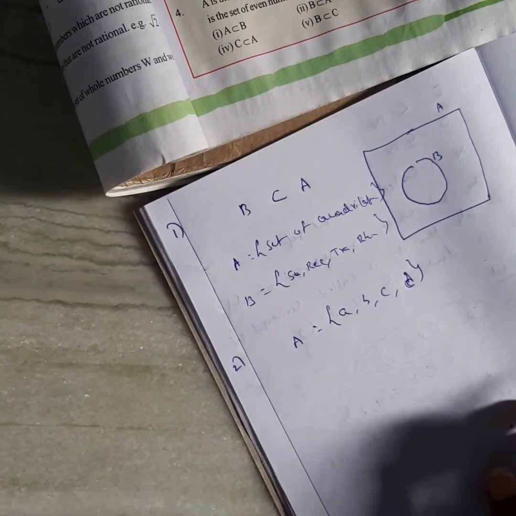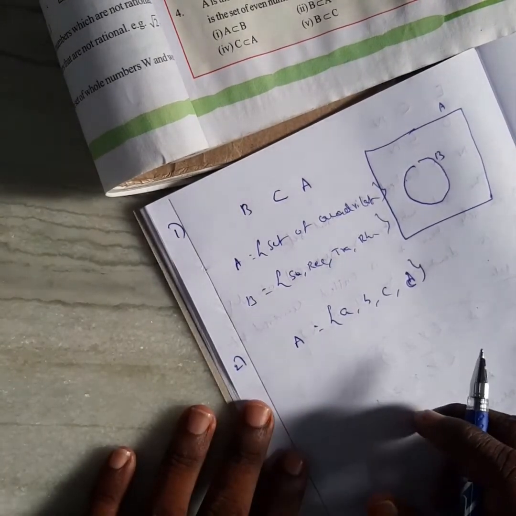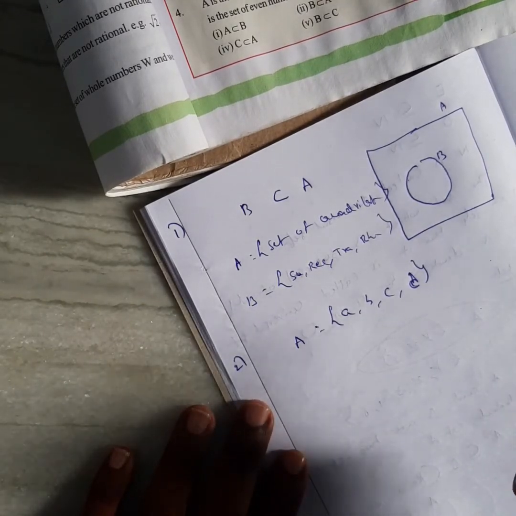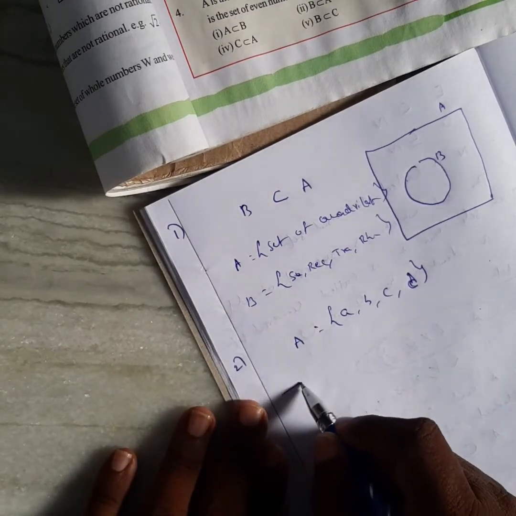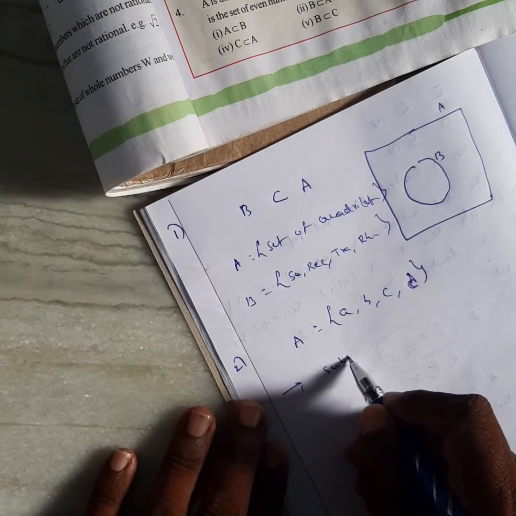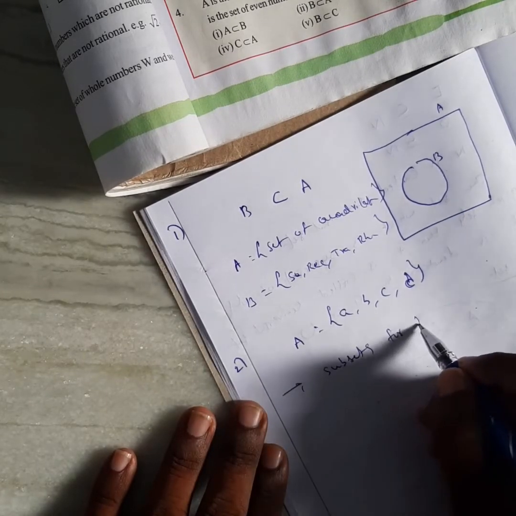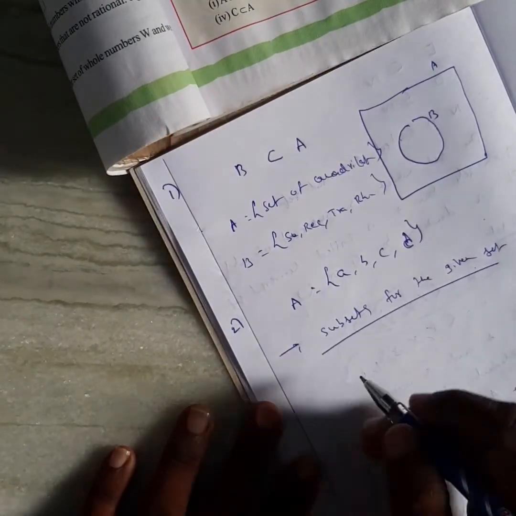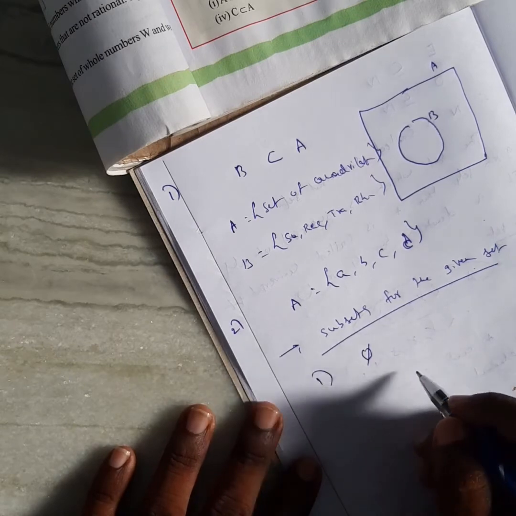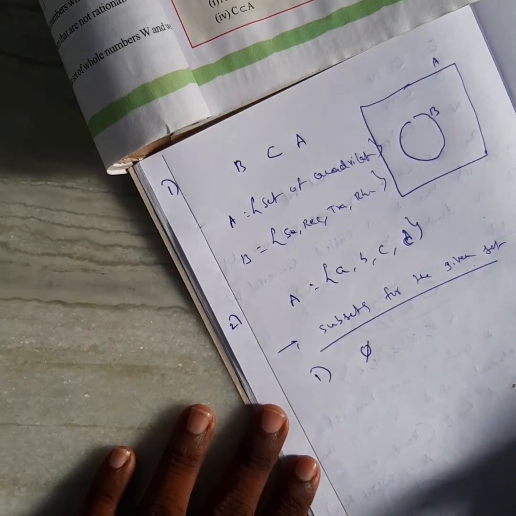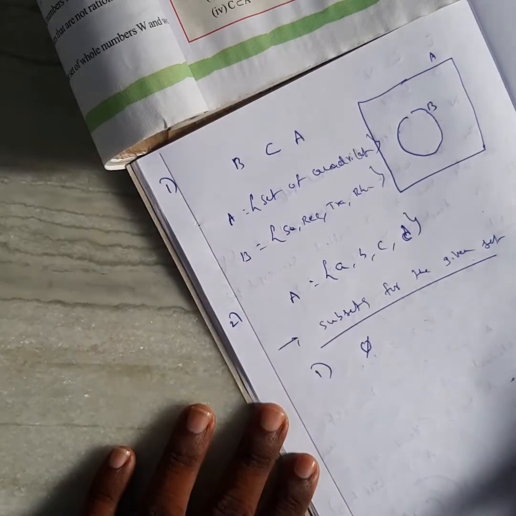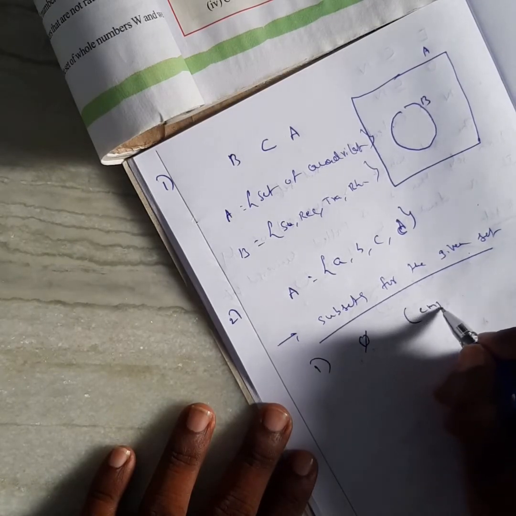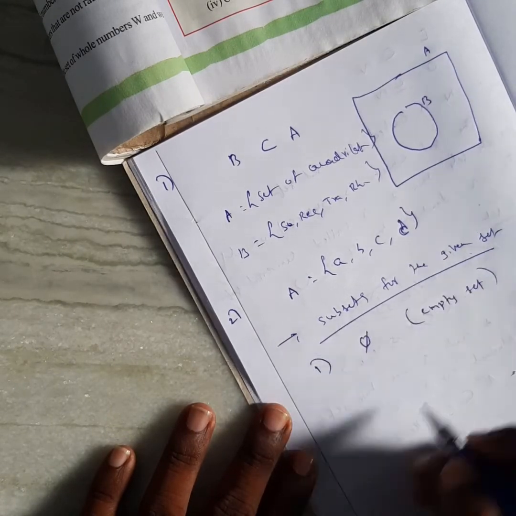If you want to write subsets, as I already told you, you have to group them into singleton sets, two elements, three elements like that. Subsets for the given set means you have to start with the first one, phi, that is the empty set. Empty set is a subset of every set. That is the first rule. So first you have to write the empty set.